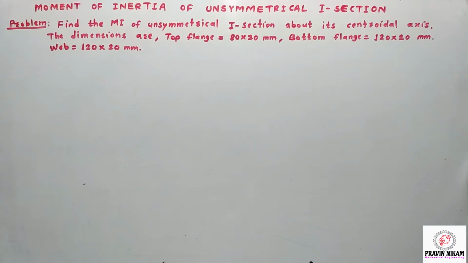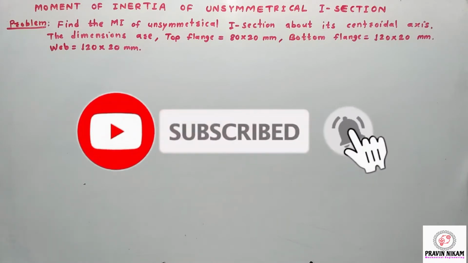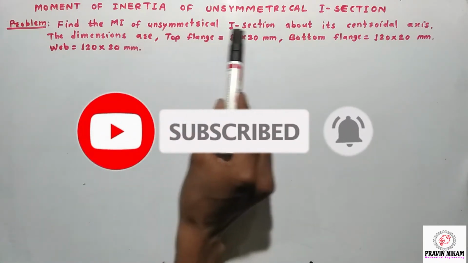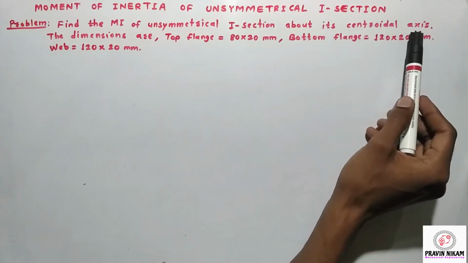In the previous video, we solved one problem of moment of inertia of symmetrical I section. Now in this video, I am going to solve one problem based on moment of inertia of unsymmetrical I section. So this is the problem. Find the moment of inertia of unsymmetrical I section about its centroidal axis.